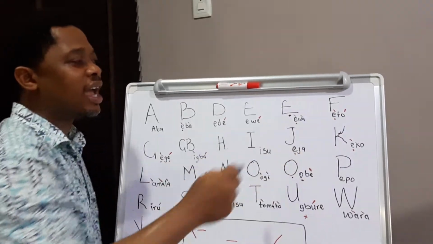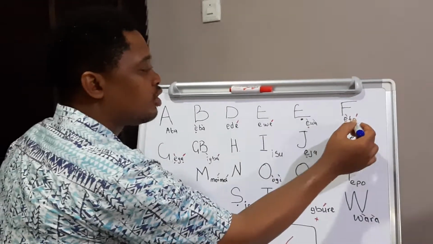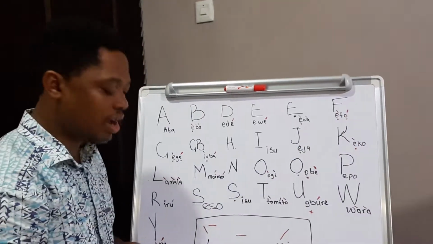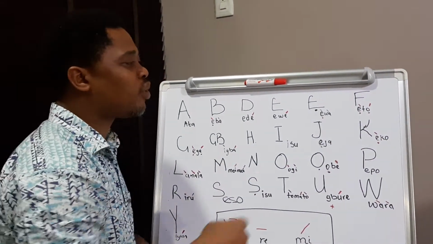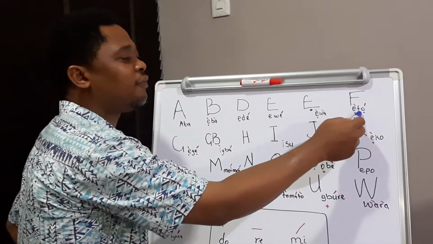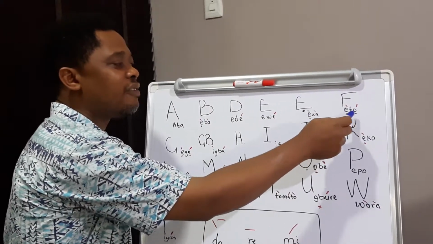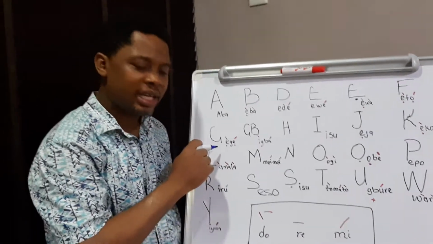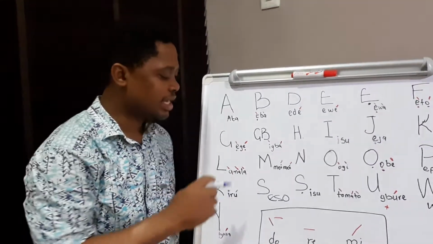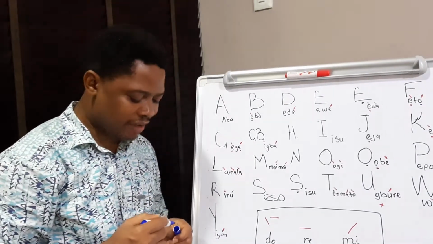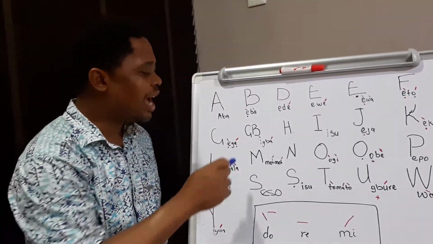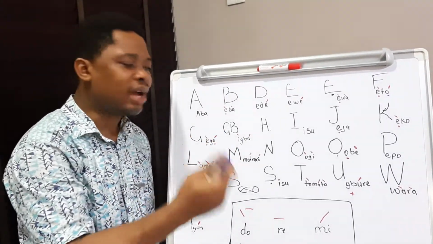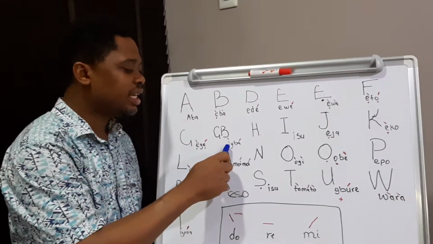Ẹ̀fọ́. There should be a dot here. That's why it's getting the O sound. But the alphabet we are focusing on in this case is F. And G. Ege is cassava. Then we have GB. That's GB pronounced together.